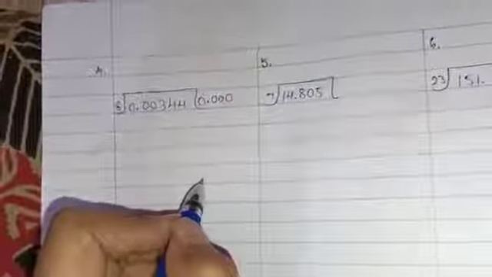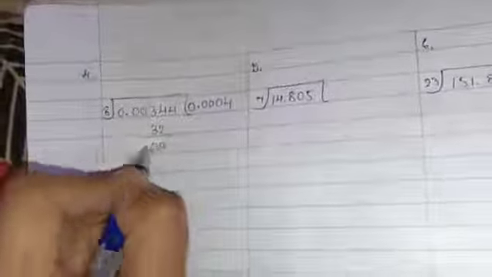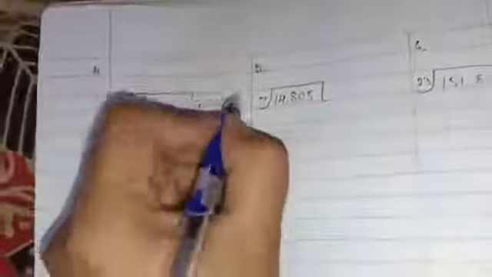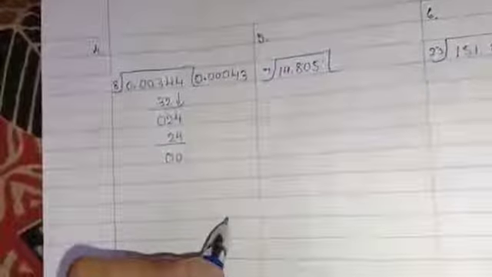Now again 34, how does it come in the 8 table? Not coming. So 8 4s are 32. I will subtract it, I will get the answer 2. Now this 4 I will carry down. Now again 8 3s are 24. I will subtract it, what will I get as the answer? 3. Now my answer will be 0.00043. How many times are zeros there? So 3 times after the decimal.